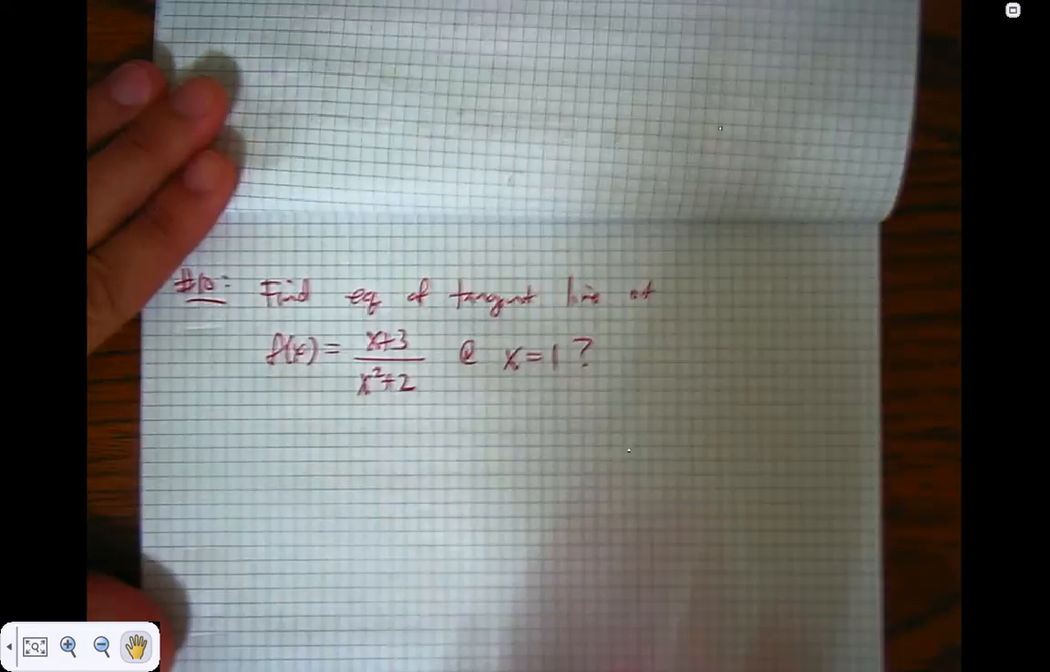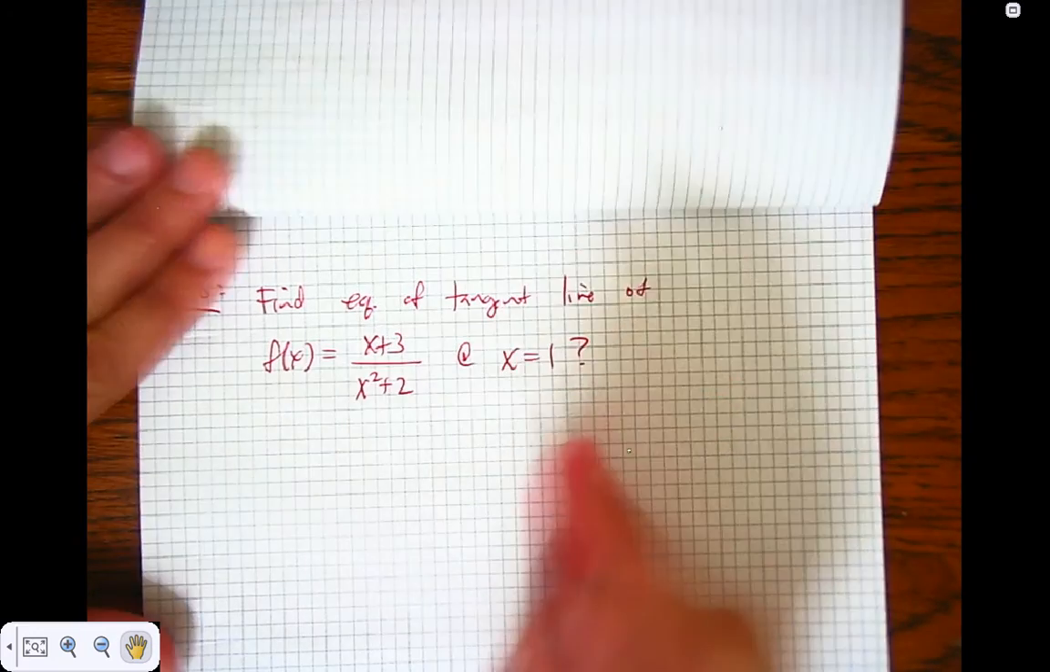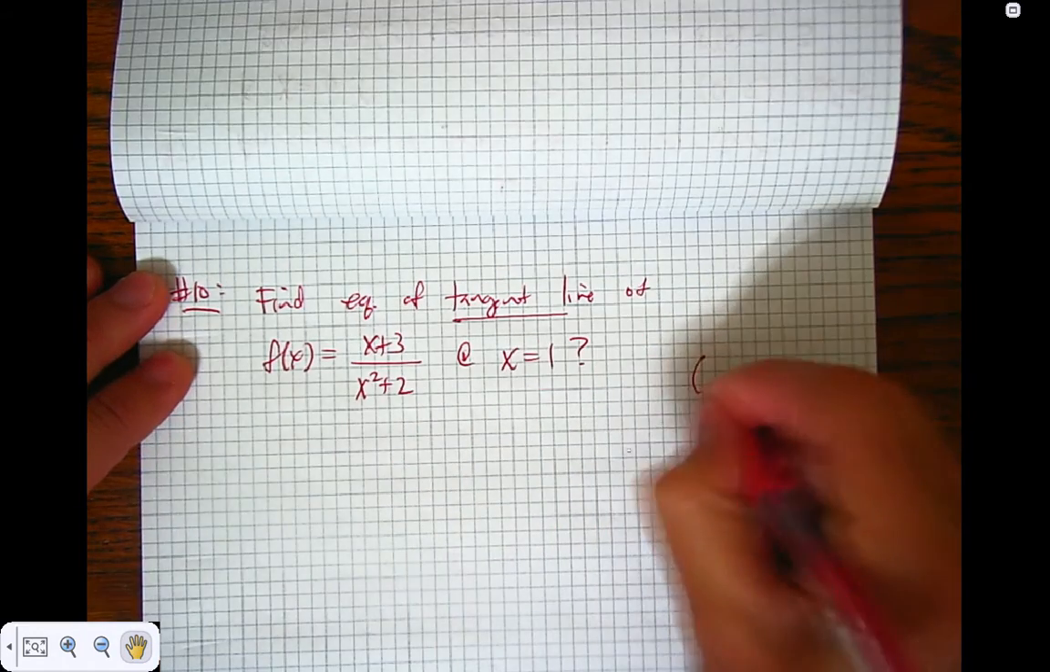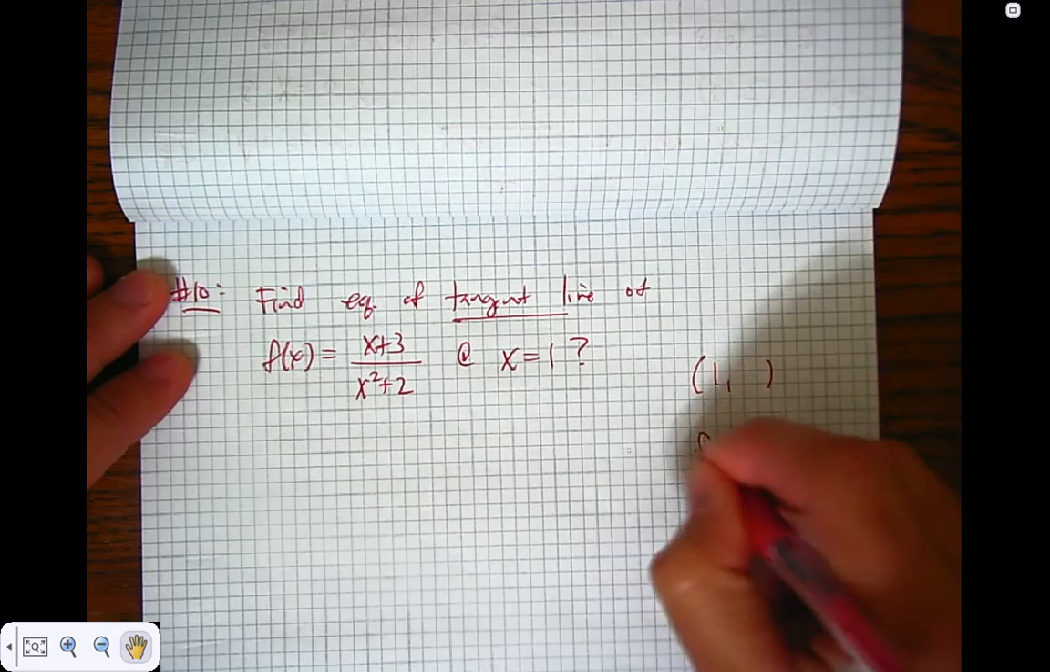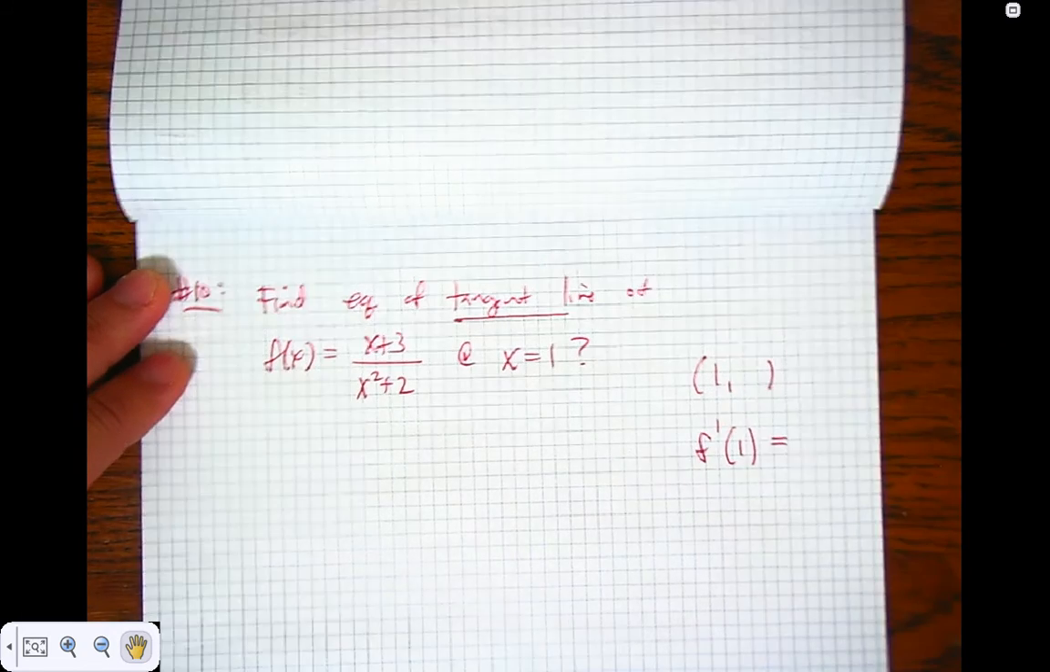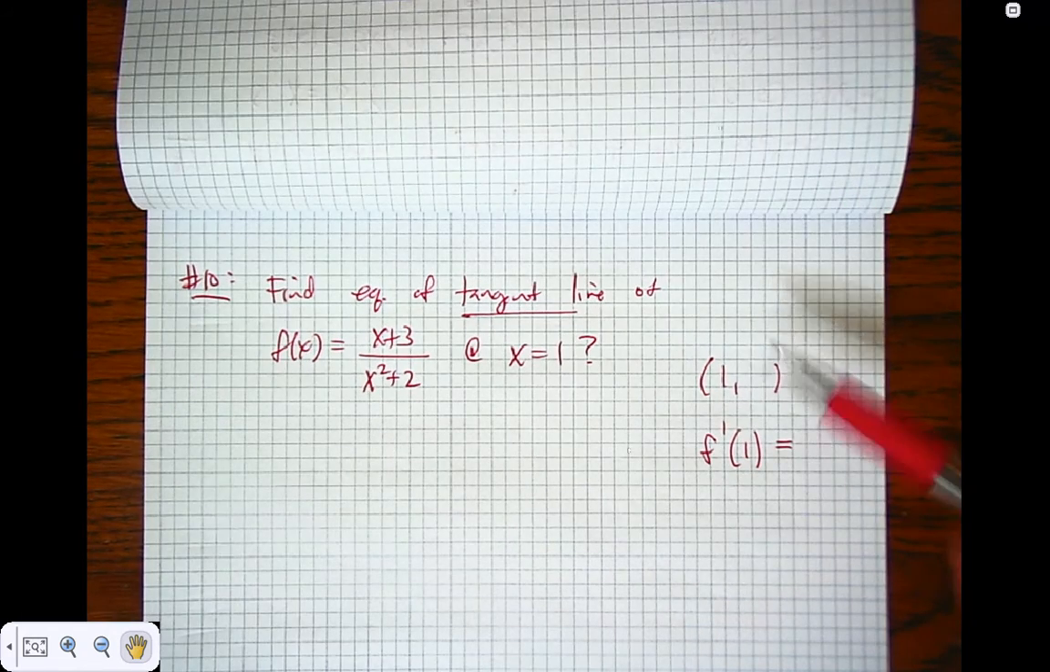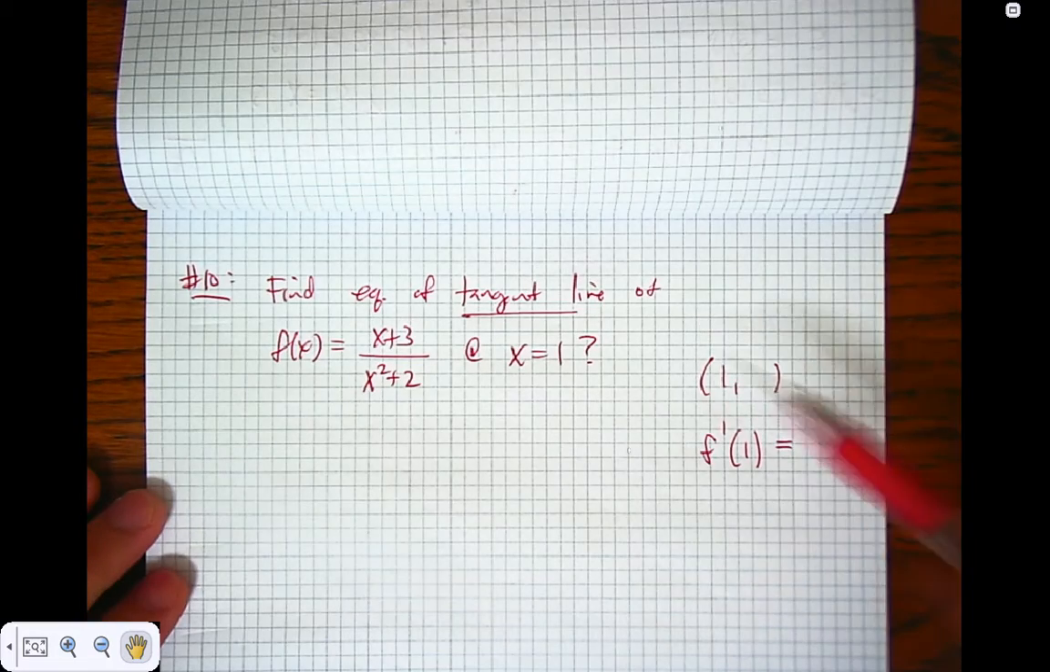Okay, find the equation of a tangent line. So definition, right? Tangent line means I need a point, 1 comma something, and I need the derivative at that value. Lots of tangent line questions on the test, so this is a skill you have to have. How do I find this value here?